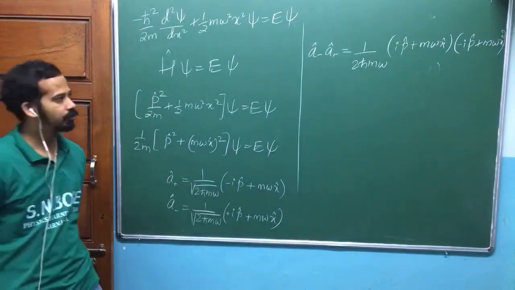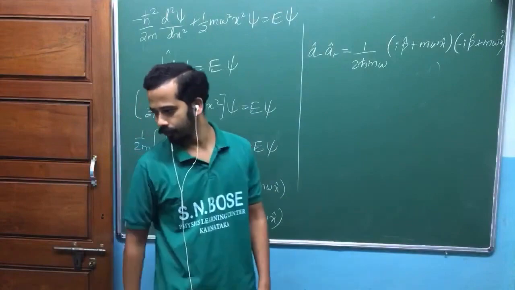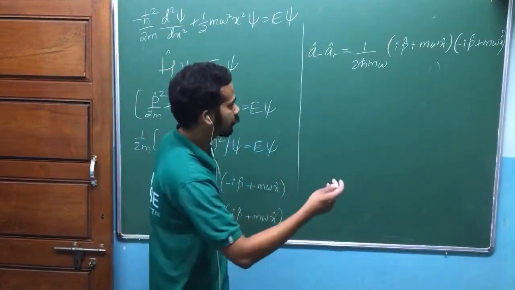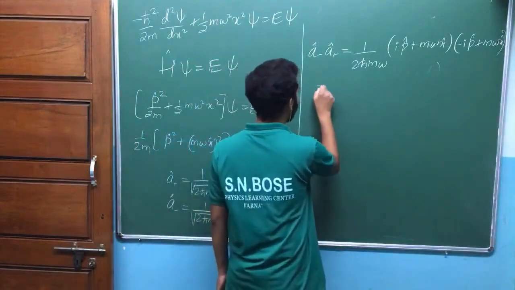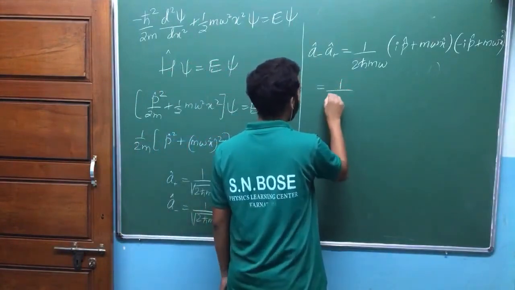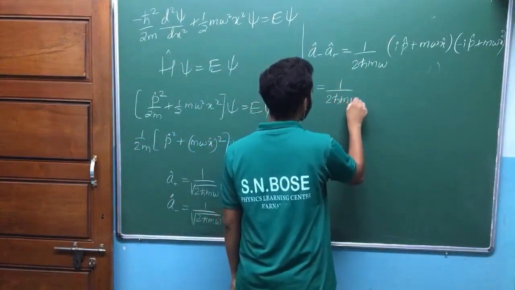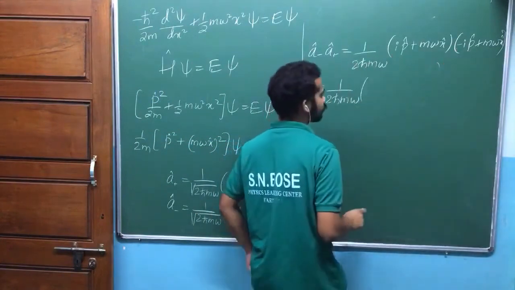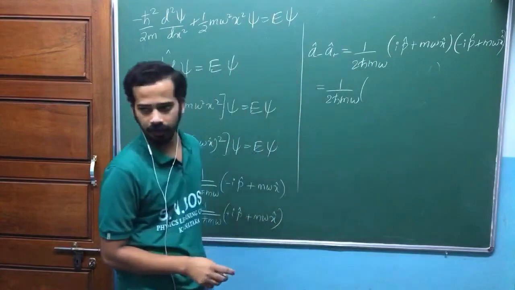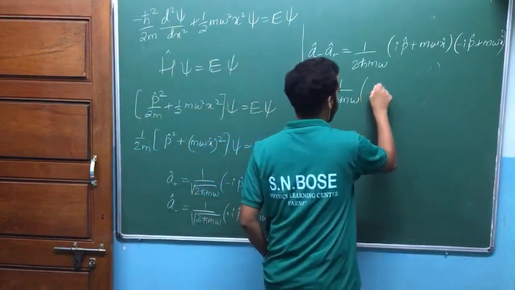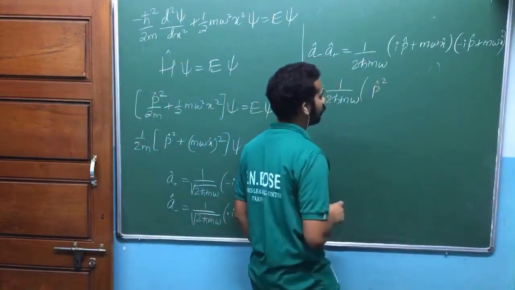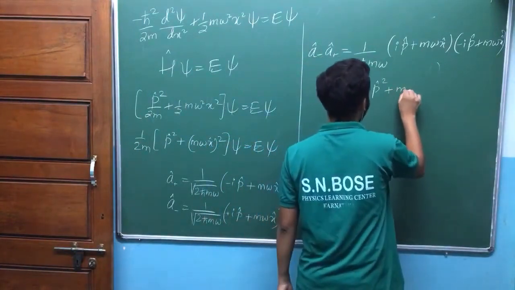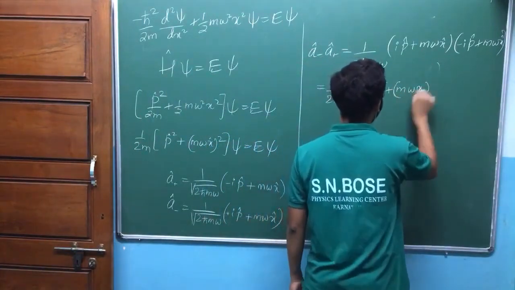Yeah, operators usually obey the matrix multiplication rule. That's a good idea. We shall see that in the linear algebra chapter. Okay. Now that is equal to 1 by 2 h bar m omega. We get here i p cap minus i p cap. What is this one? Minus i square p cap square. So this one into this one plus m omega x the whole square.